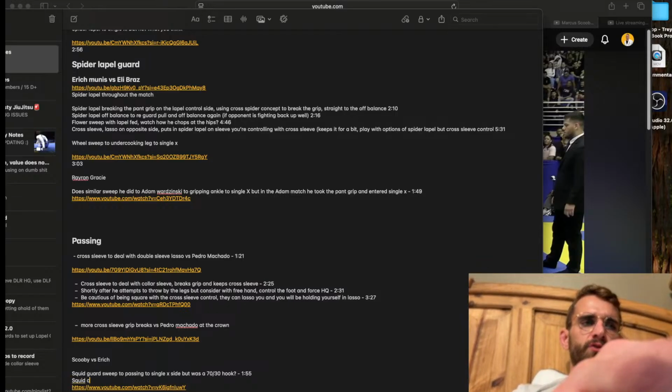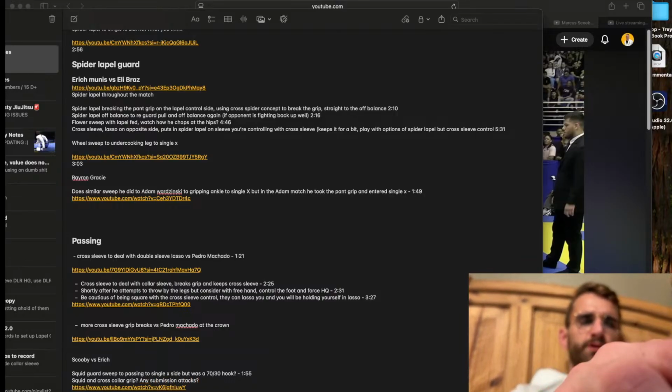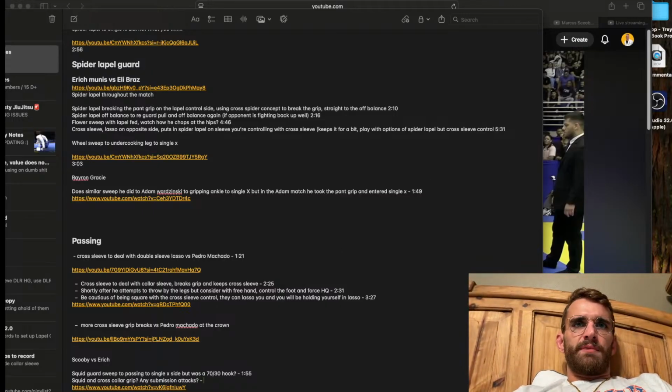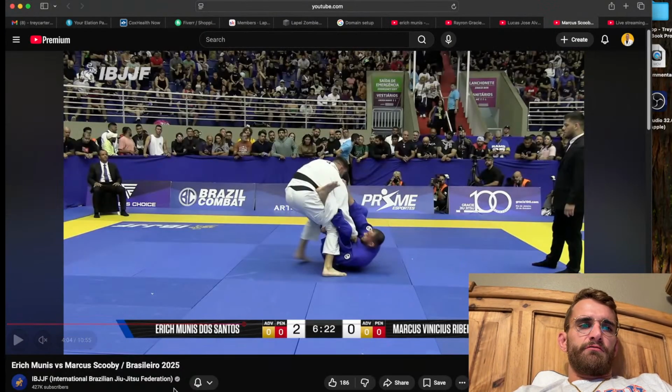Squid cross collar grip, question mark, I'm not sure about it. And then any submission attacks, question mark. This is at what? Oh man, my memory sometimes.